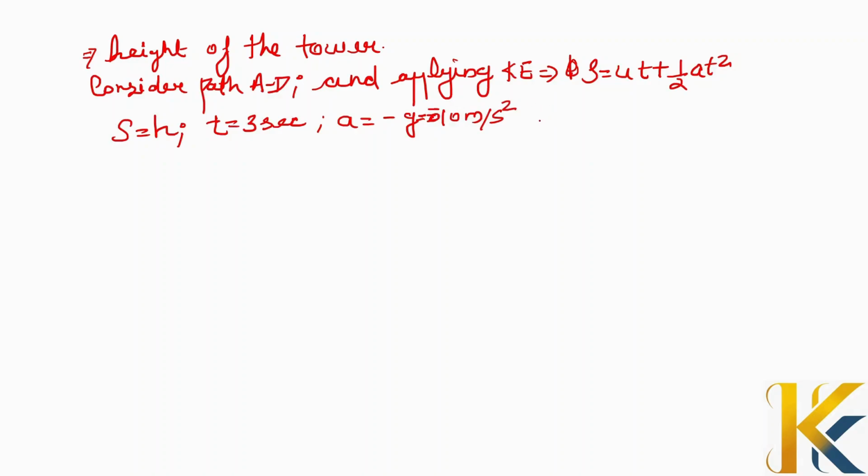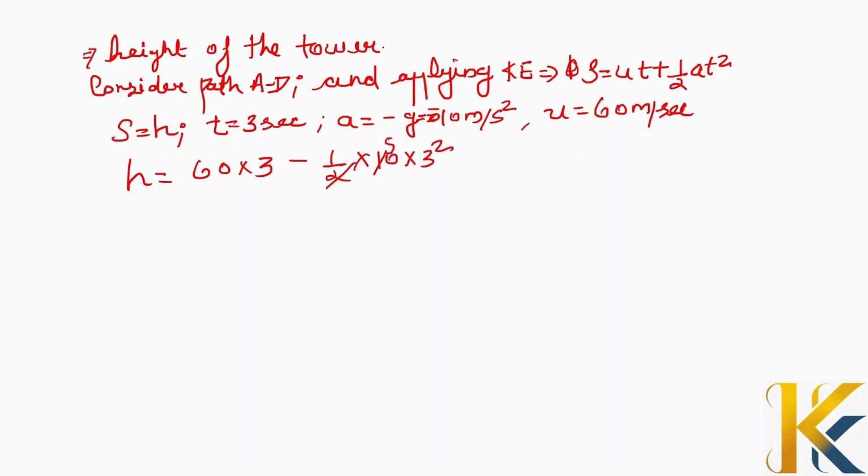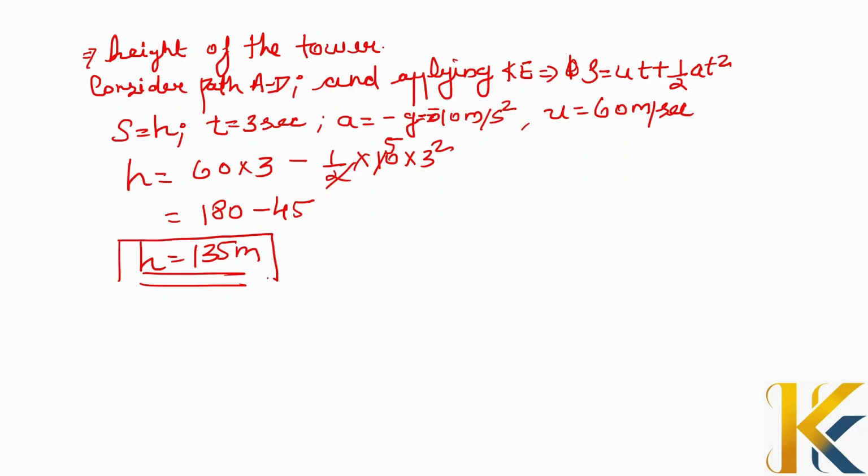Then yes, every value we have now. What is U? We just now found out 60 meter per second. Now put those values here. H is equal to 60 into 3 minus half into 10 into 3 square. So this will be 180 minus 45. H will be equal to 135 meter. What is the height of the tower? 135 meter. So this is the answer that we have got.